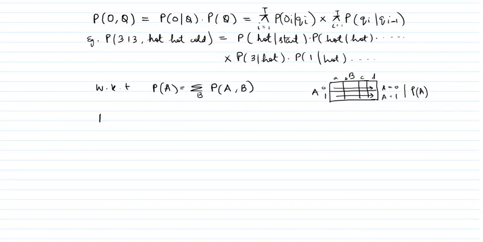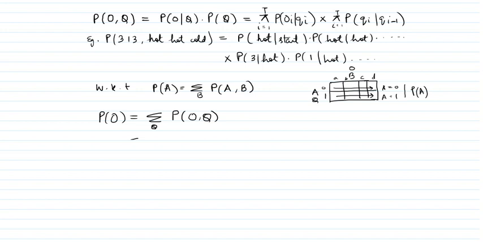Okay, so this P of O can be written as summation of P of O comma Q, iterating on Q. Right, so this P of O, Q will also be a similar kind of matrix, with observations and states here.